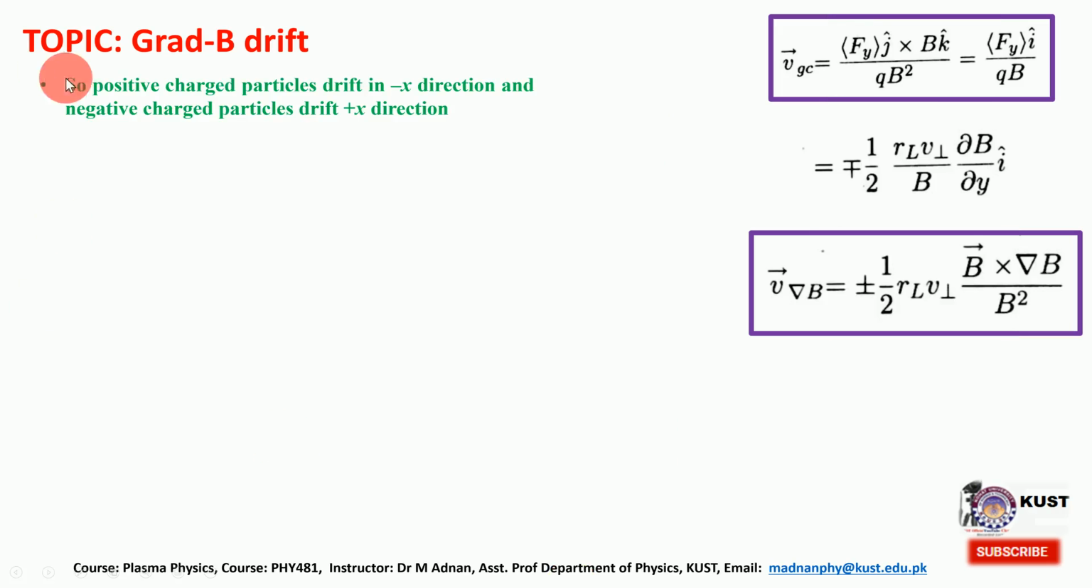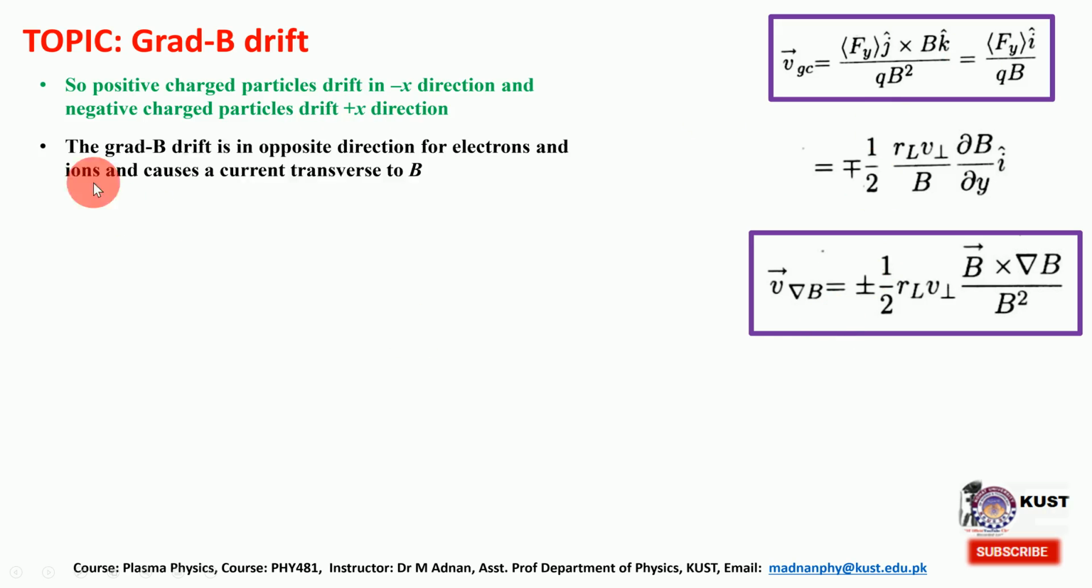One can conclude that positive charged particles drift in the minus x direction, and negative charged particles drift in the positive x direction, as is clear from this plus minus sign. This grad B drift is in the opposite direction for the electrons and ions, and causes a current transverse to B. As I told you, once the charged particles are moving in the opposite direction, it will give rise to a current which is transverse to B.